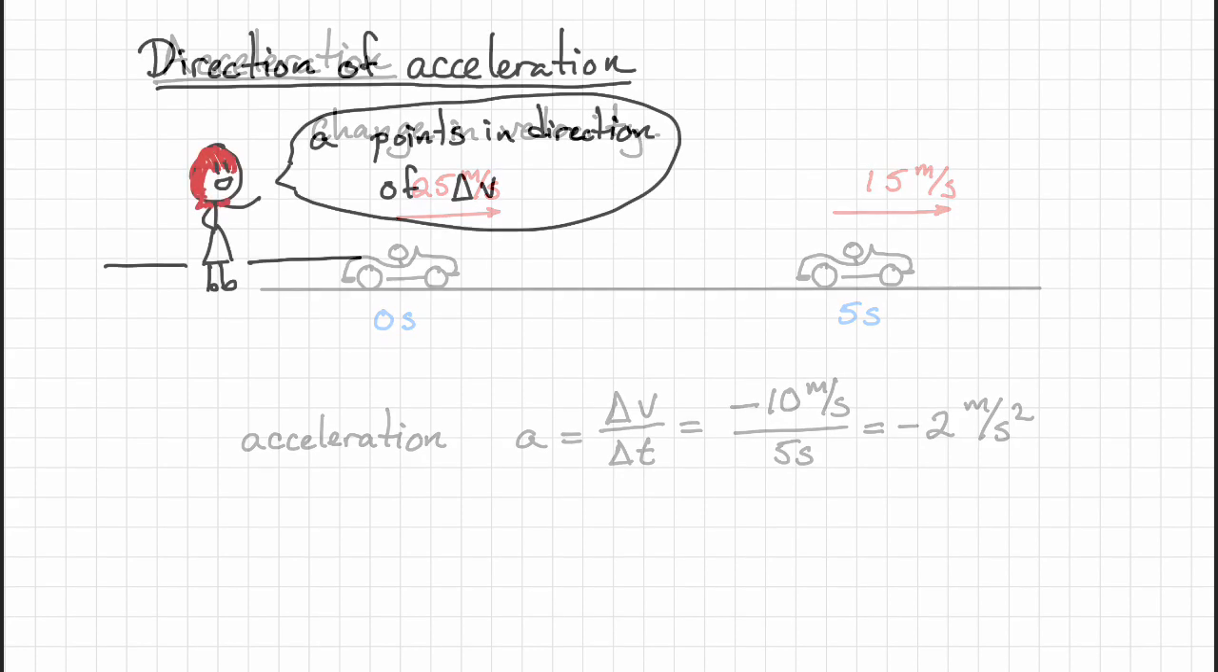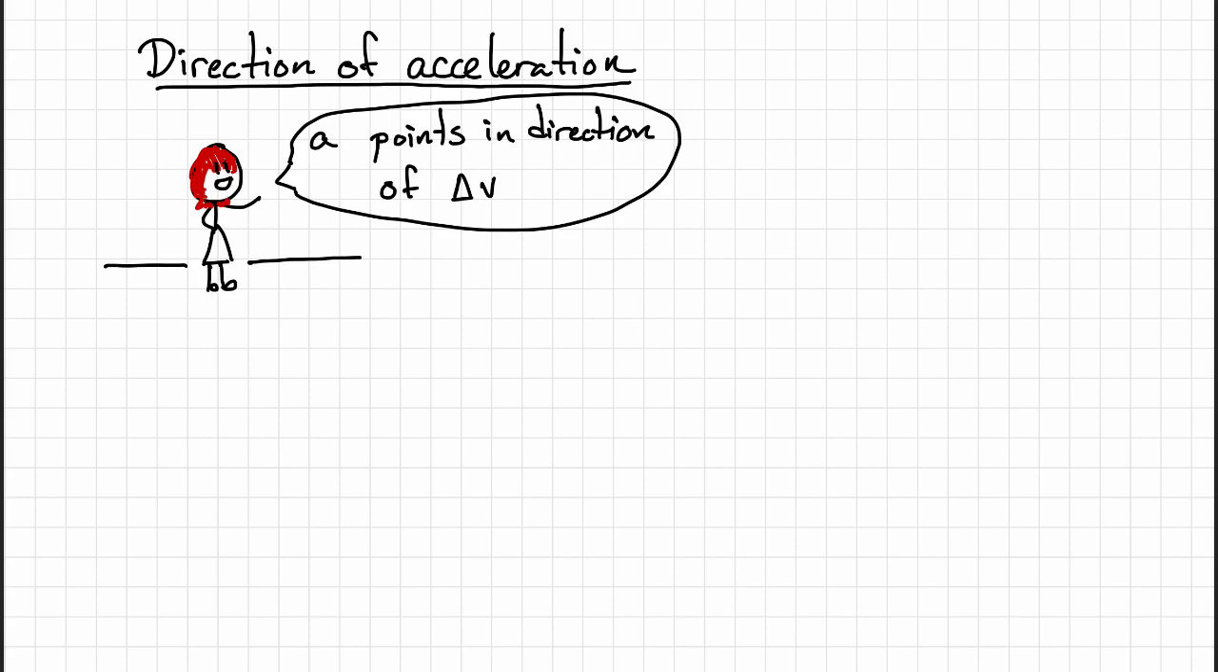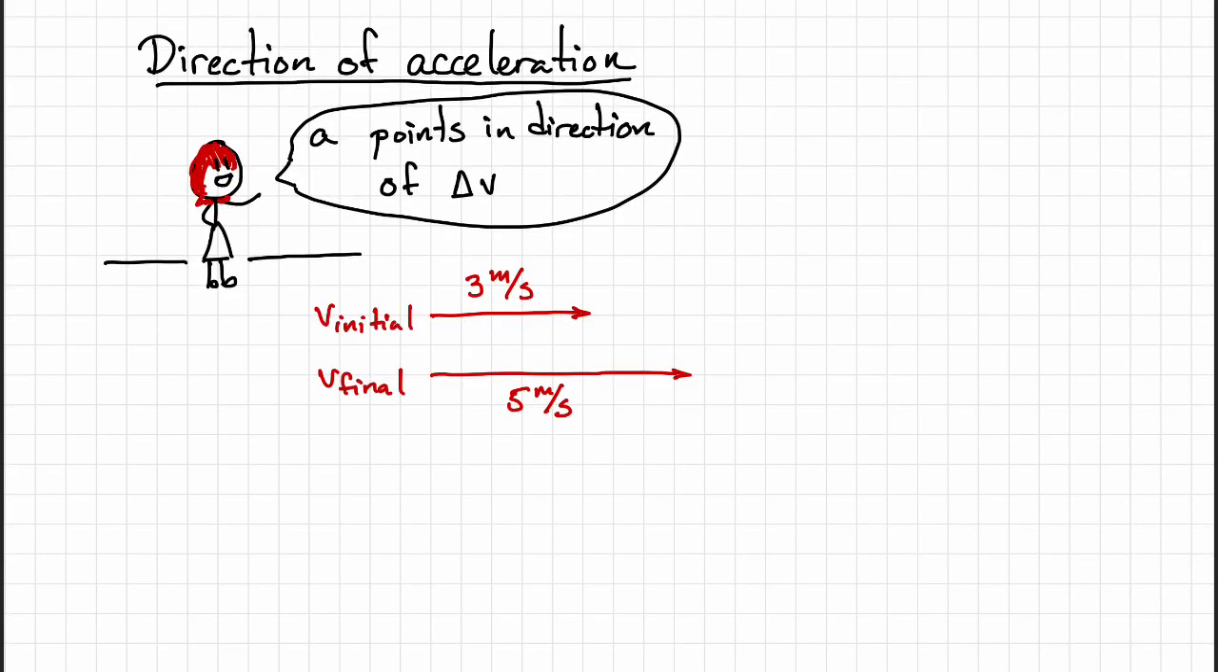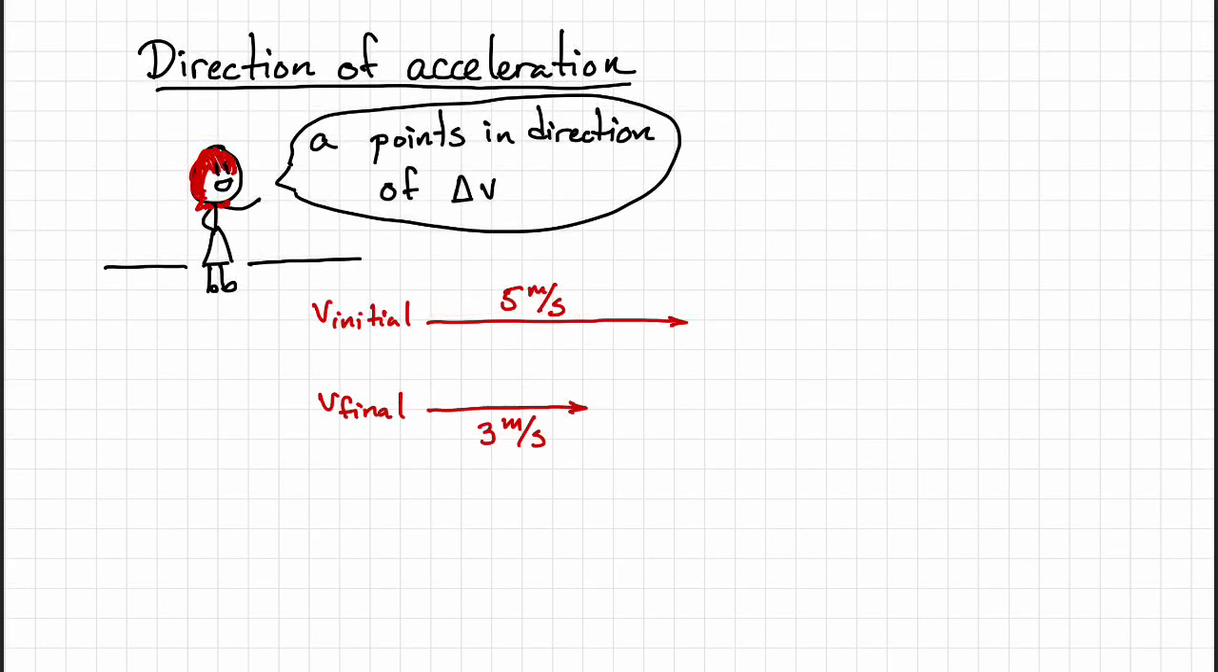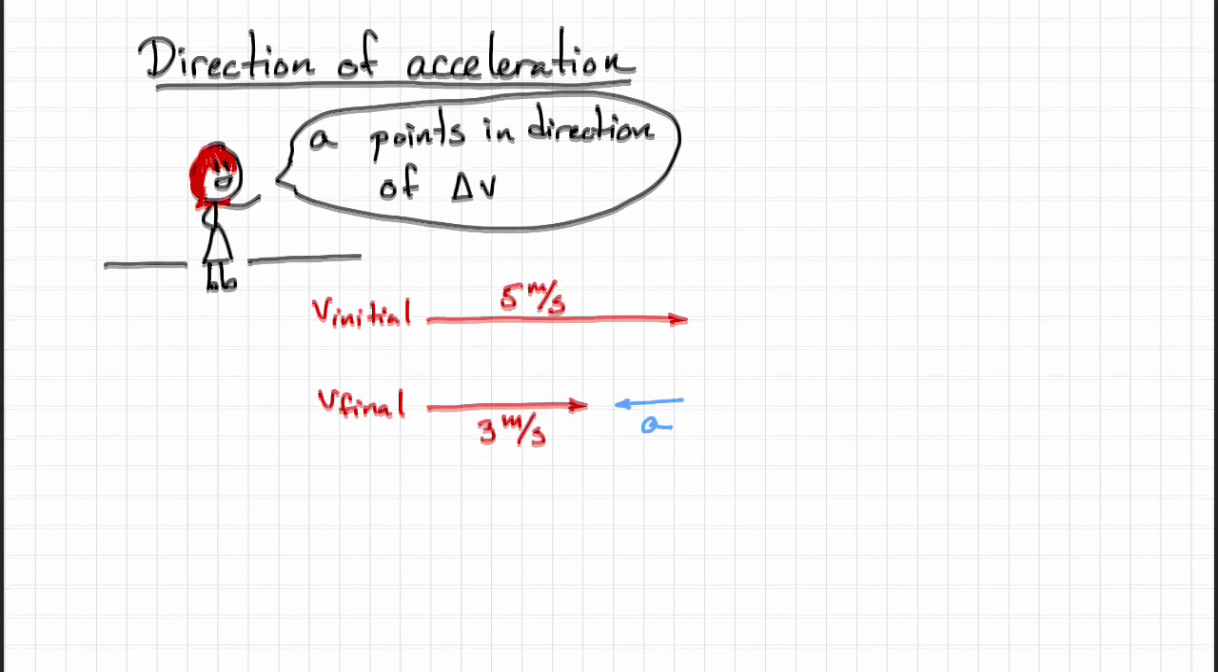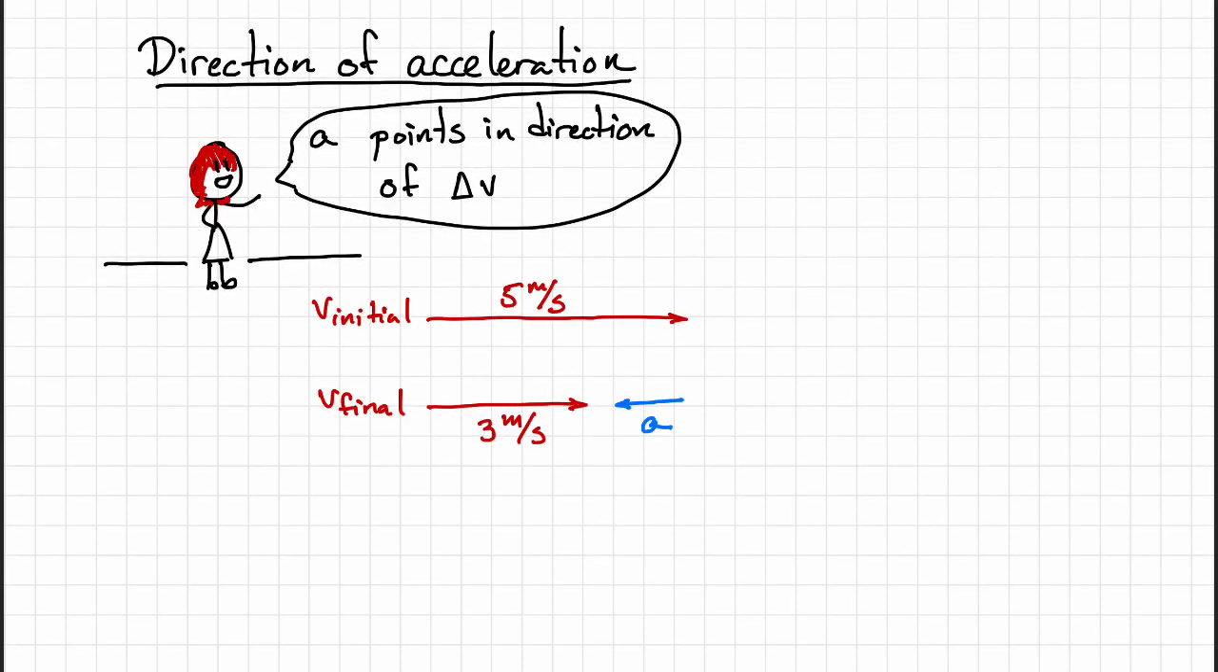Like velocity, acceleration also has a direction. The direction of the acceleration is always in the direction of the change in velocity. So if my initial velocity is 3 meters per second and my final velocity is 5 meters per second, the direction of the acceleration points in the direction of my velocity. But if we switch it, and my initial is 5 and my final is 3, the acceleration would point in the negative direction.